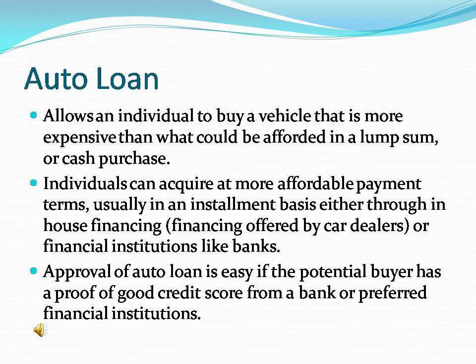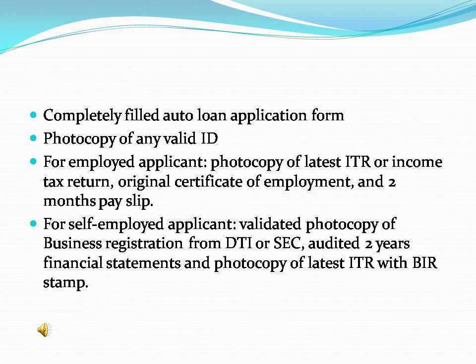Auto loan. Allows an individual to buy a vehicle that is more expensive than what could be afforded in a lump sum or cash purchase. Individuals can acquire it at more affordable payment terms, usually on an installment basis, either through in-house financing offered by car dealers or financial institutions like banks. Approval of an auto loan is easy if the potential buyer has proof of a good credit score from a bank or preferred financial institutions. Completely filled auto loan application form.